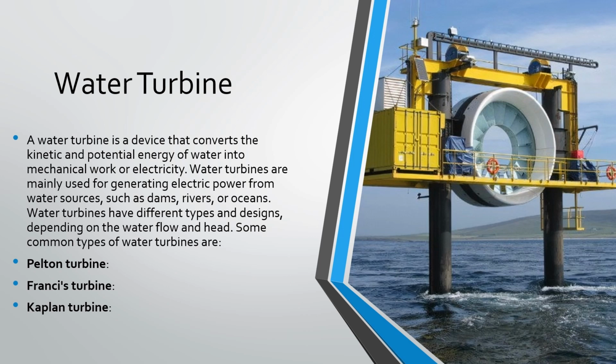A water turbine is a device that converts the kinetic and potential energy of water into mechanical work or electricity. Water turbines are mainly used for generating electric power from water sources, such as dams, rivers, or oceans. Water turbines have different types and designs, depending on the water flow and head. Some common types of water turbines are Pelton turbine, Francis turbine, Kaplan turbine.